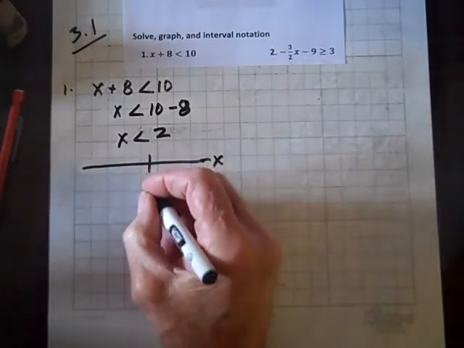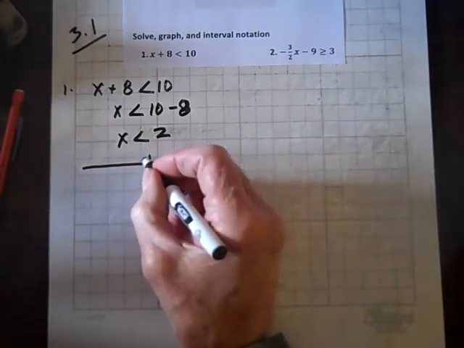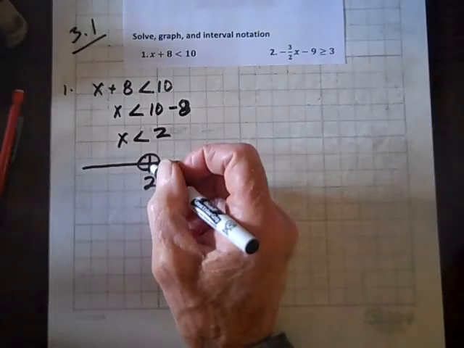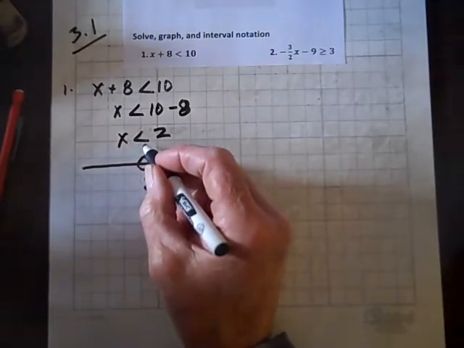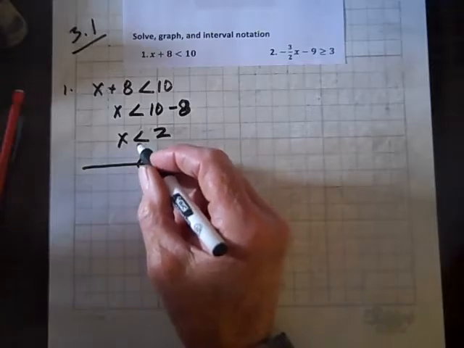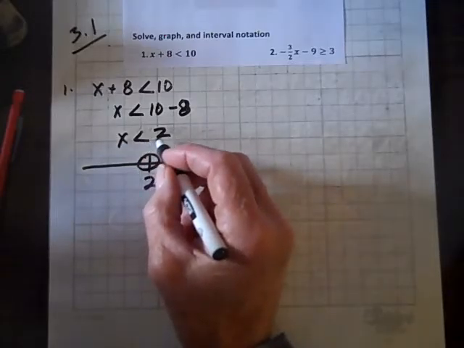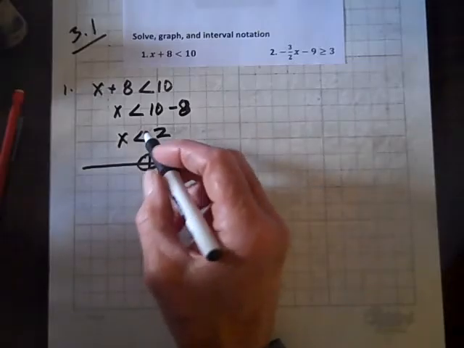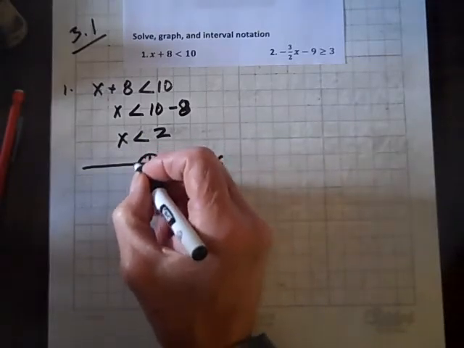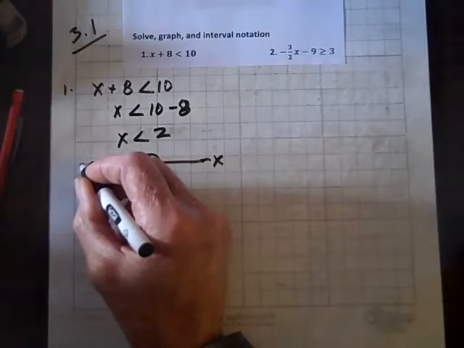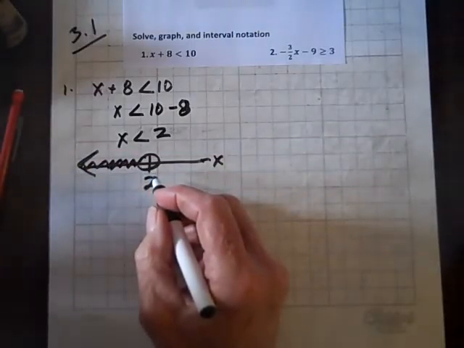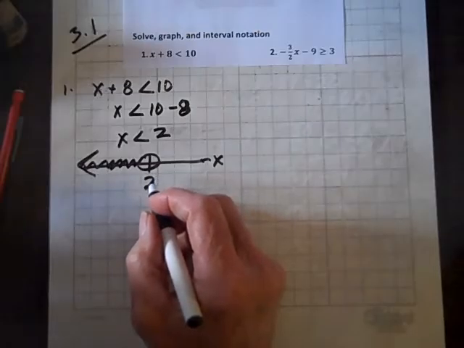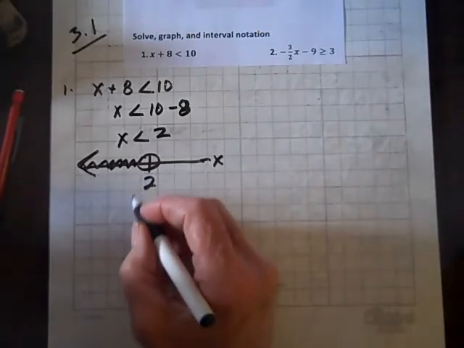And we'll put a hash mark at 2 and an open circle. And the reason that's an open circle is because we have no equal sign associated with this. So if x is 2, that doesn't satisfy the inequality, but if x is any value less than 2, it does. So it can't include 2, and we'll shade everything to the left. That's where all the solutions are. To the left of 2, they're less than 2.